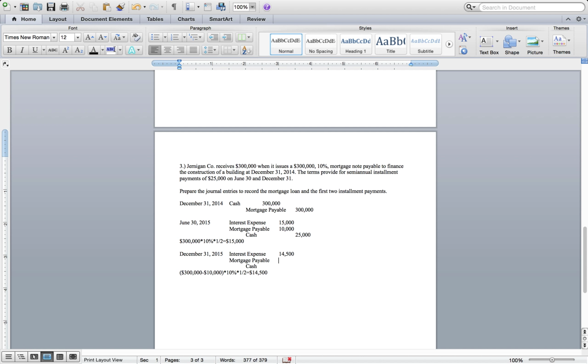Now remember, the amount will still be $25,000 you're paying. So take $25,000 minus $14,500. So mortgage payable now will go down $10,500. And then we still credit cash for the full amount you pay, which is $25,000.